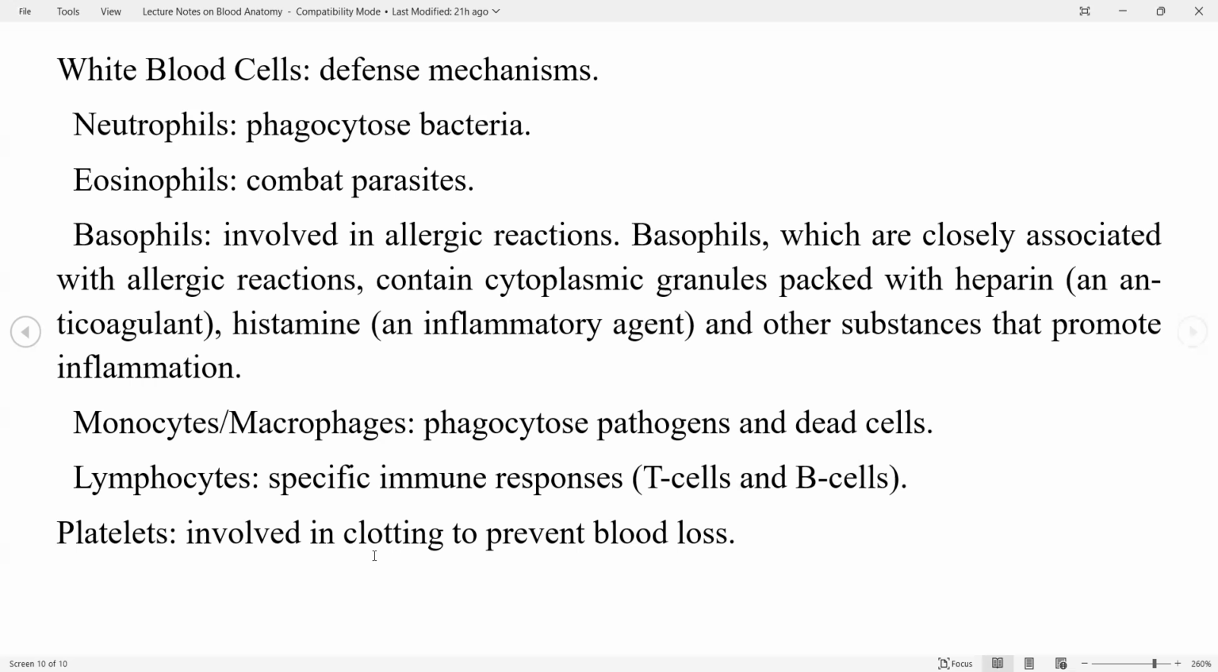So this brings us to the end of the blood anatomy.